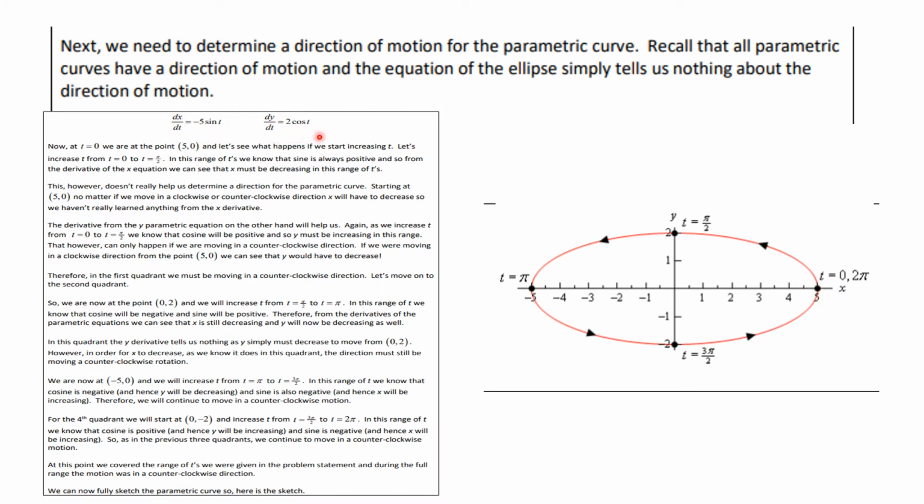The y value is 2 cosine t. That means the y value is increasing, then it is decreasing, and then it starts increasing again. All this came from the analysis of the derivative. Make sure that you spend some time thinking about this and you understand this example.